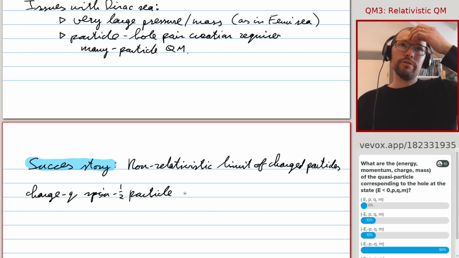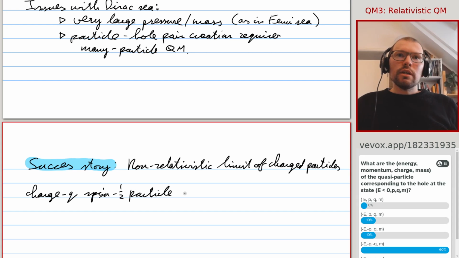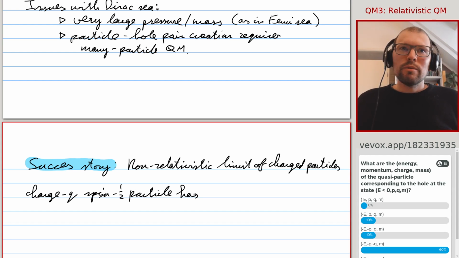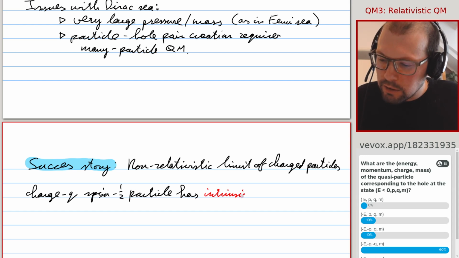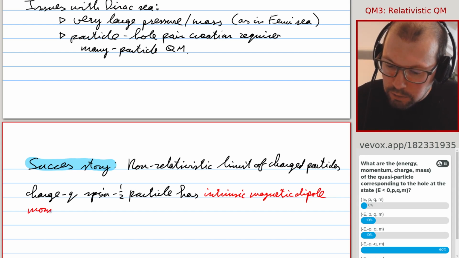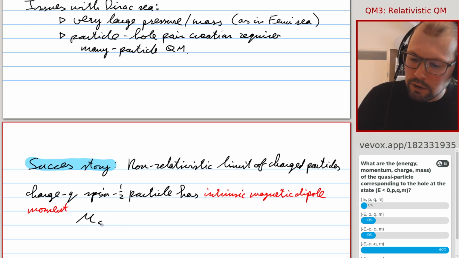and at the time of Dirac, it was known that such particles, they feel the magnetic field around them. And how do they feel it? Well, through their intrinsic magnetic dipole moment. So it has an intrinsic magnetic dipole moment denoted by M. So let's write the operator for this.